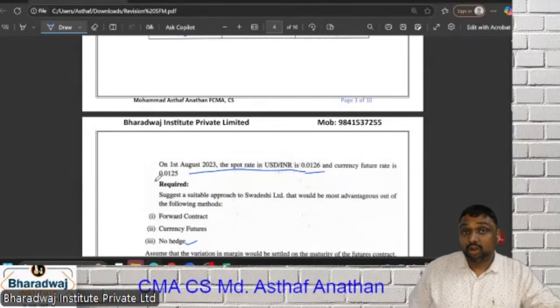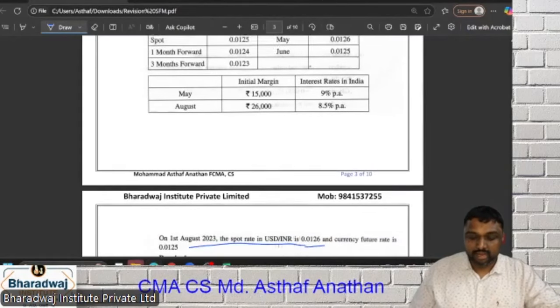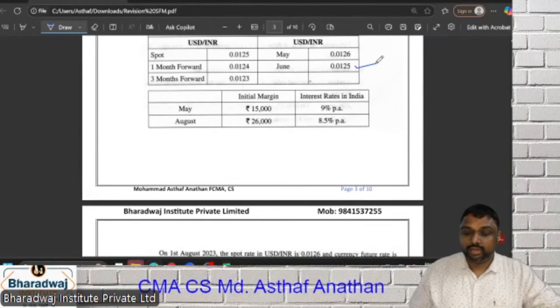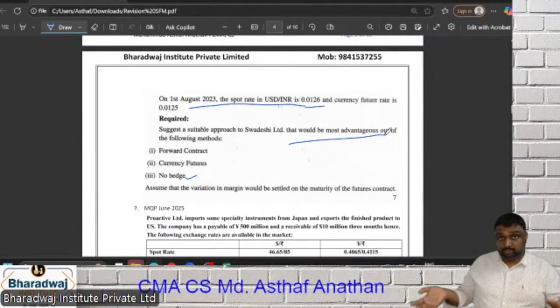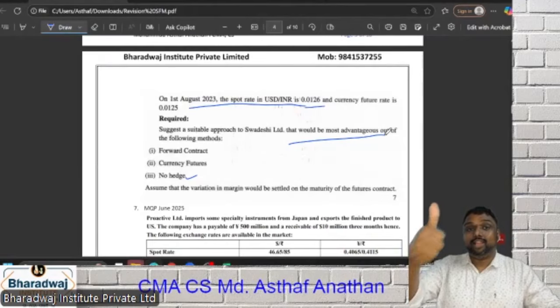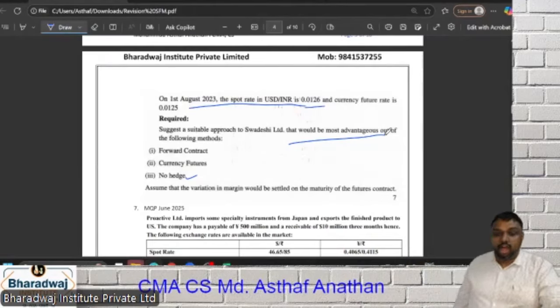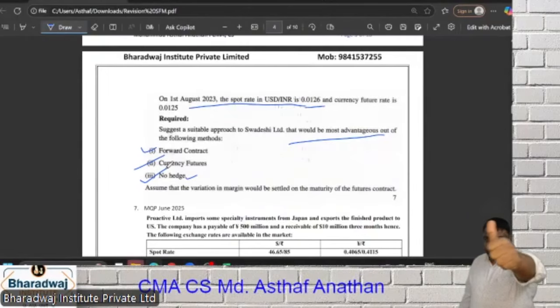But this is on the date. We already have the May month and June month exchange rates given. So this is the June month expiring rate, already given there. Suggest a suitable approach that would be most advantageous. It is an export, so cash inflow only. Higher the inflow, better the option. So first they are asking for the forward contract, then the currency future, then no hedge. Can you please start, friends? Please start first with the forward contract. You can try.